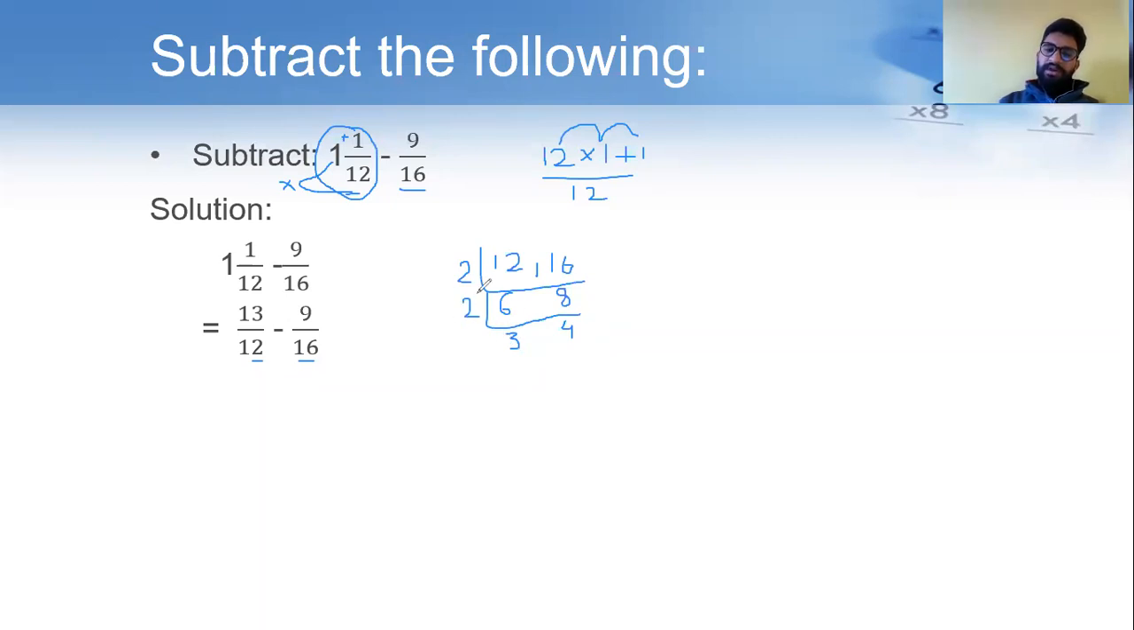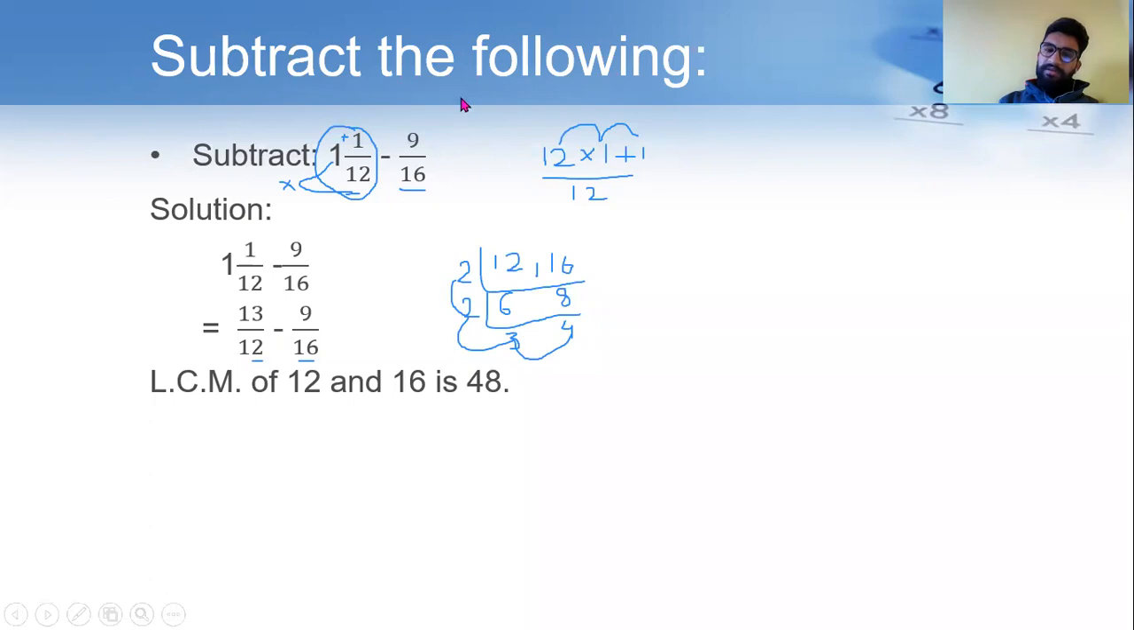Means we have to multiply all the numbers now to get the LCM. So find the product of these numbers: 2 times 2 times 3 times 4. So what is the product of it? 2 2s are 4, 4 3s are 12, 12 4s are 48. That means your LCM is what? What's your LCM now? LCM is 48.